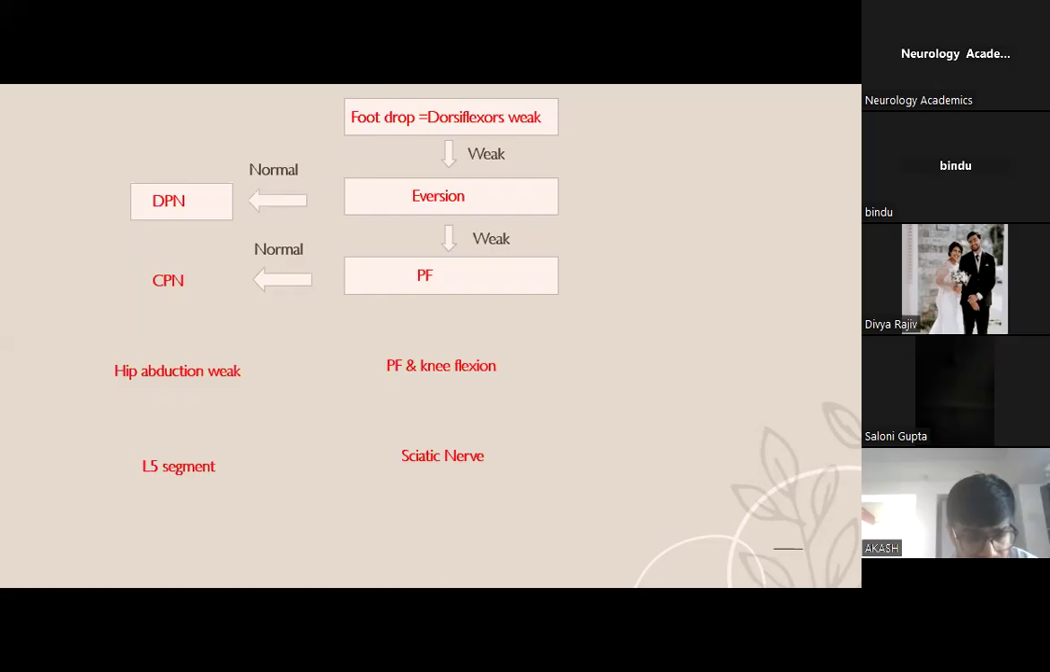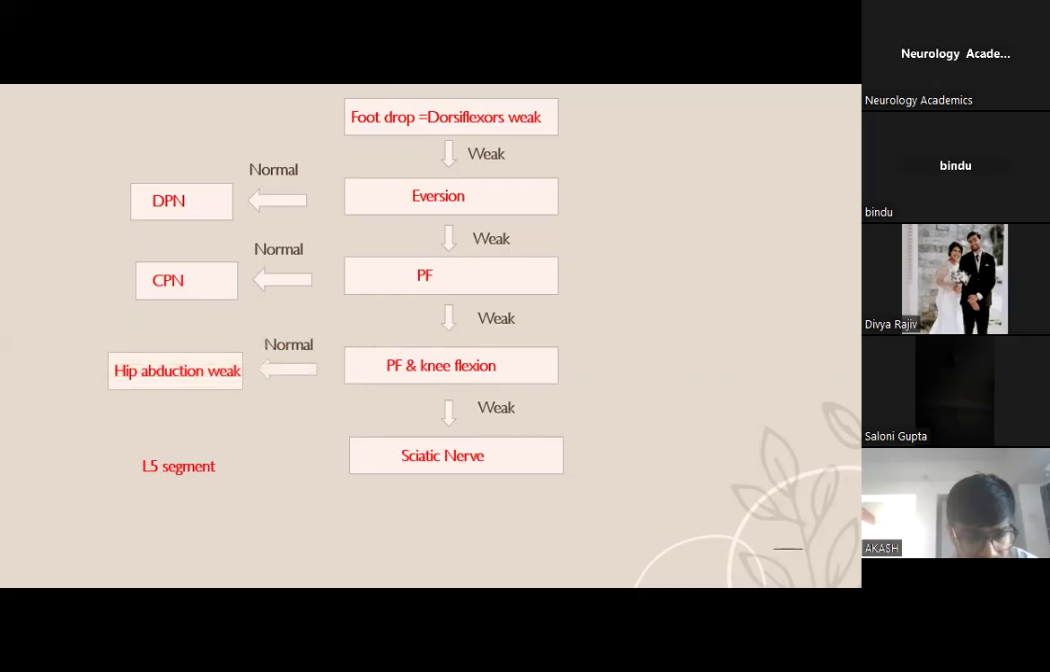The common peroneal nerve supplies both eversion, that is peroneus longus and peroneus brevis, which are supplied by the superficial peroneal nerve, and the deep peroneal nerve supplies dorsiflexion, the flexors of the ankle. So if plantar flexion is weak, then we have to look at knee flexion. If it is also weak, then it is the sciatic nerve, because the tibial part of the sciatic nerve supplies the hamstrings, so the action is knee flexion. So if it is weak, then we have to think of the sciatic nerve.